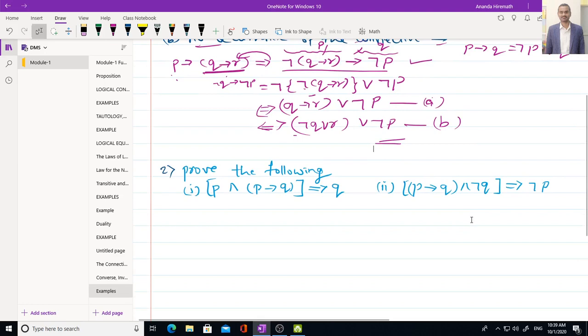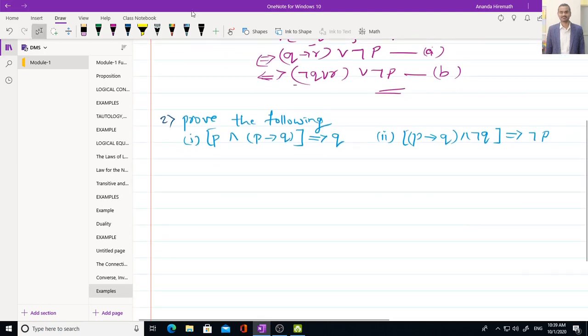Well, one more type of example may appear, like prove the following: P and P conditional Q implies Q. It is not logically equivalent, remember, it is implies. So in such cases we should go for plotting or writing a truth table. Now let me write the truth table for the same. So I will consider P, then Q, then we may need not P, then not Q, P or Q, then P conditional Q. These are the possible values.